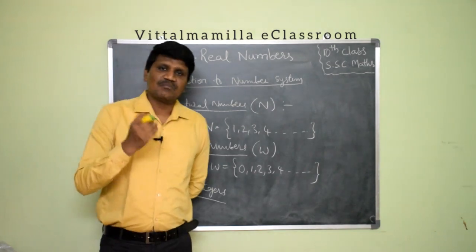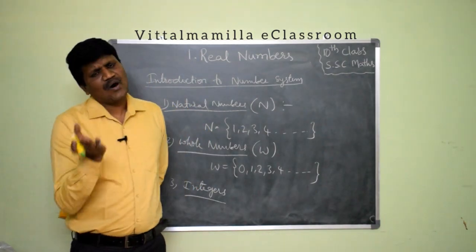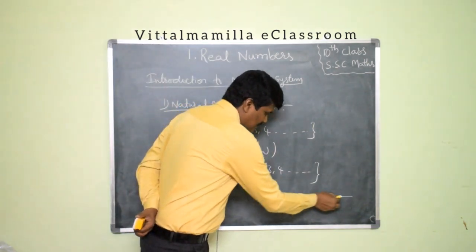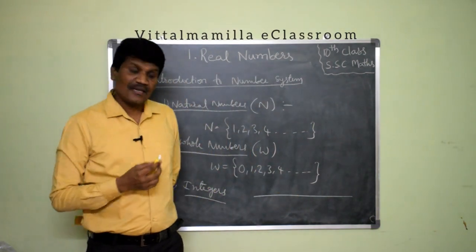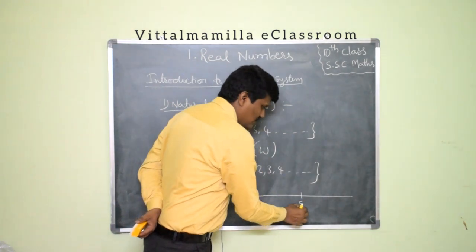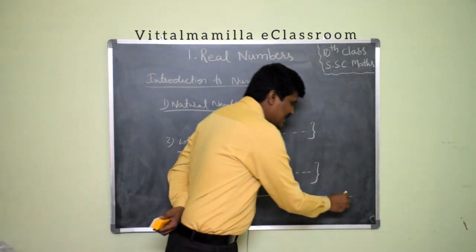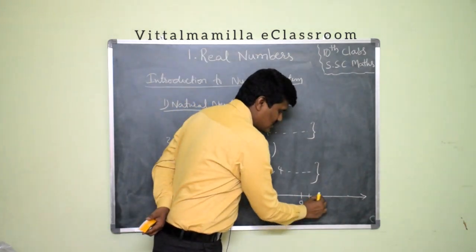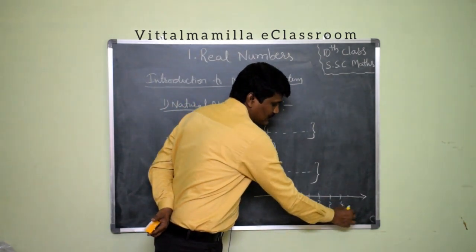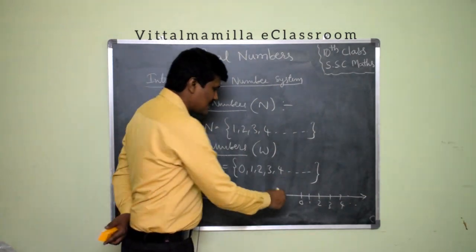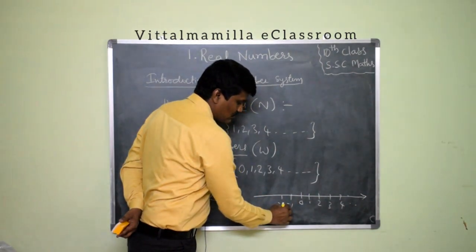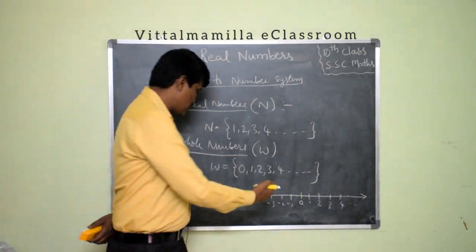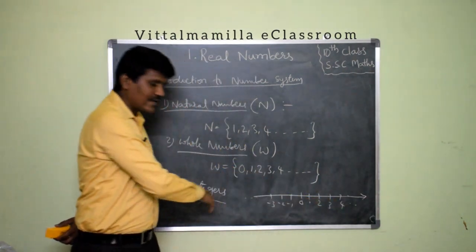So integers are the numbers which are having positive numbers and negative numbers. Already you know in the number line, it starts from 0. On the right hand side will be all positive numbers like 1, 2, 3, 4 and so on. And the left hand side will be negative numbers, minus 1, minus 2, minus 3 and so on. So this total number system is called integers.